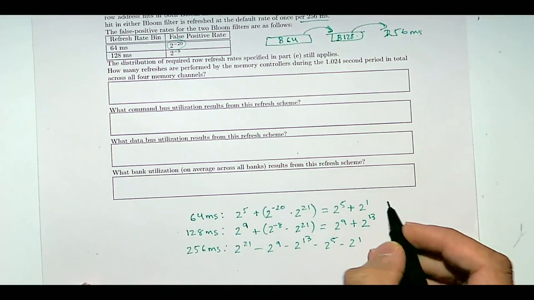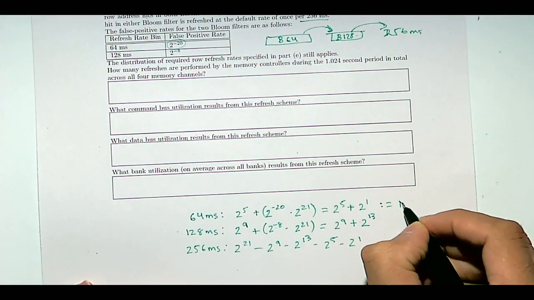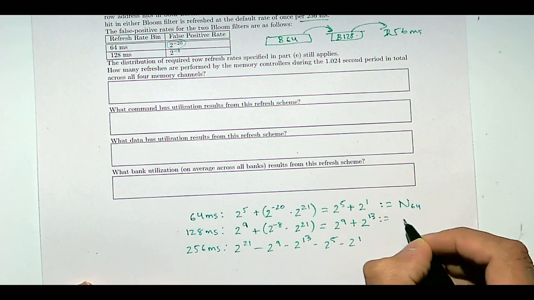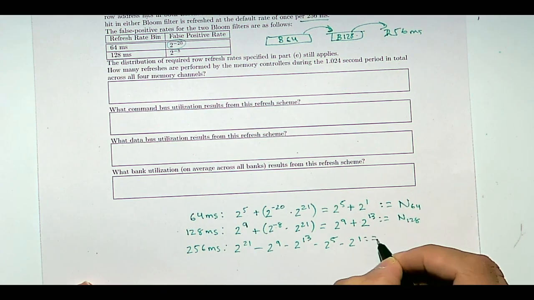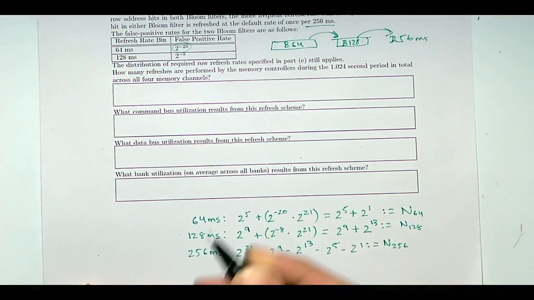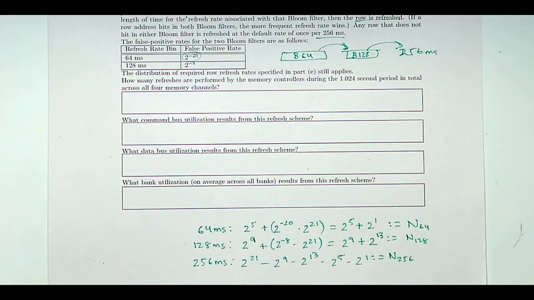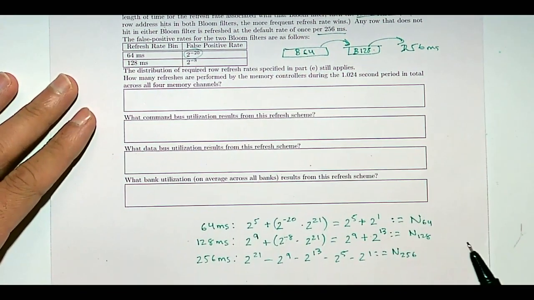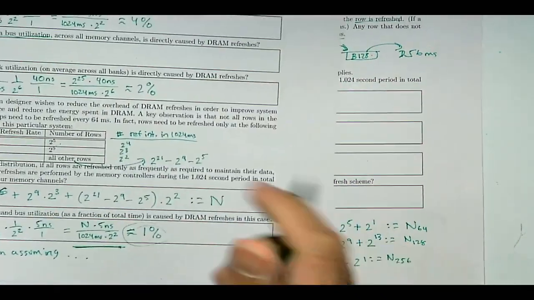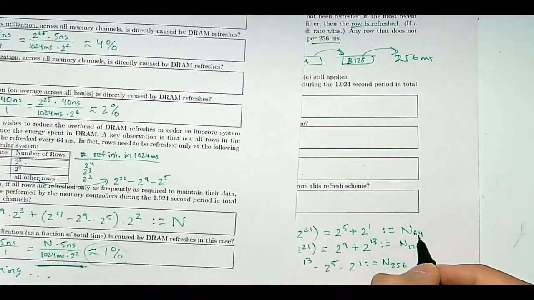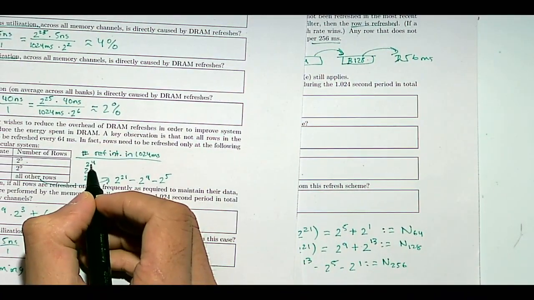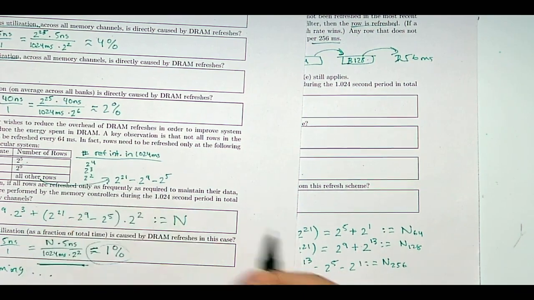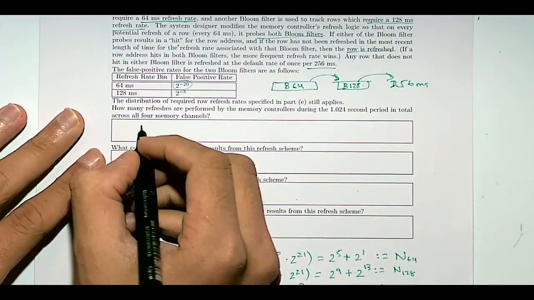And again, for simplicity, I'm going to clearly define here that this is going to be called N64, this is going to be called N128, and this is going to be called N256, right? Just to save some time here. And so we compute the number of refreshes here using the same values as here, right? So we essentially have N64 rows that get refreshed 2 to the 4 times, N128 2 to the 3 times, and N256 2 to the 2 times, right?